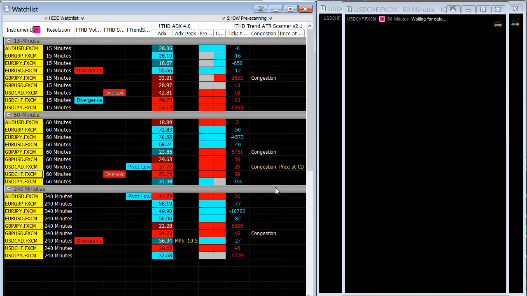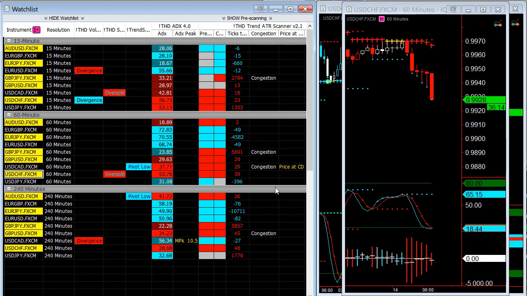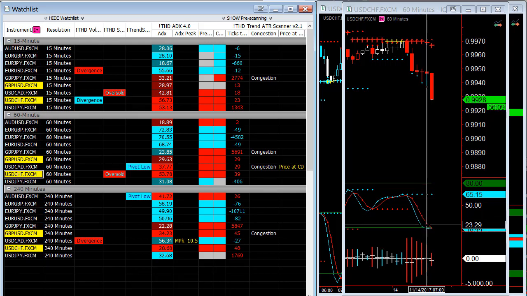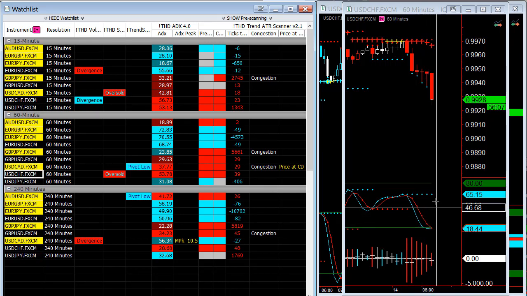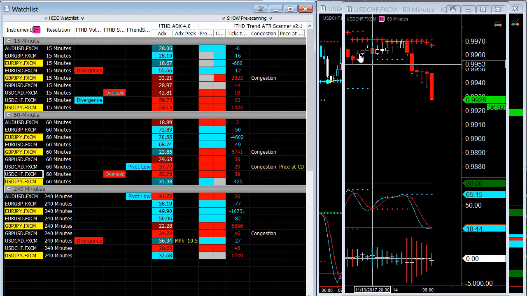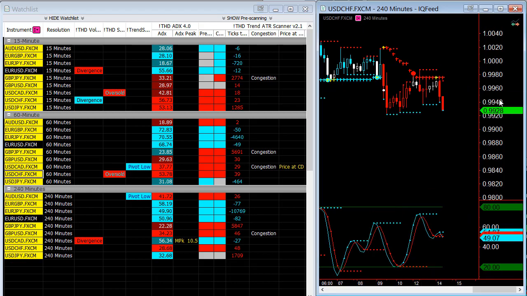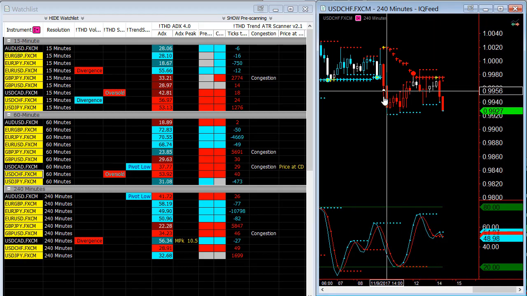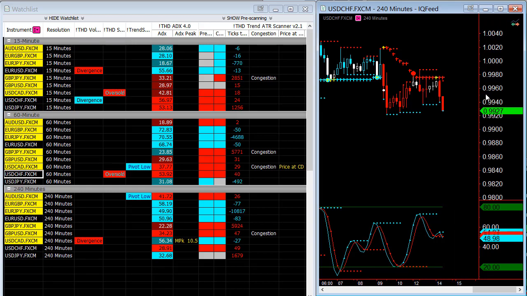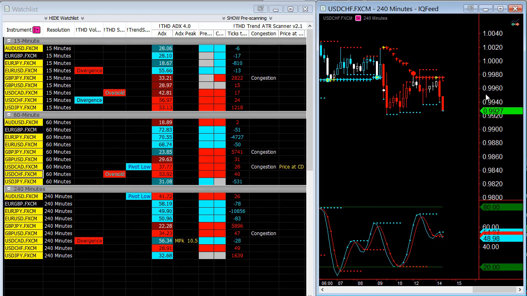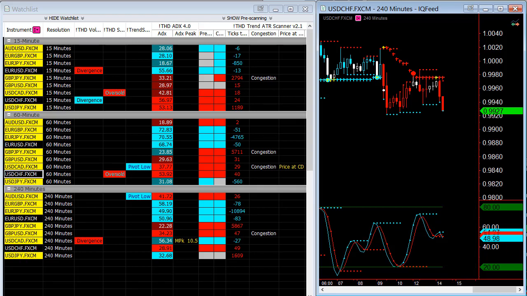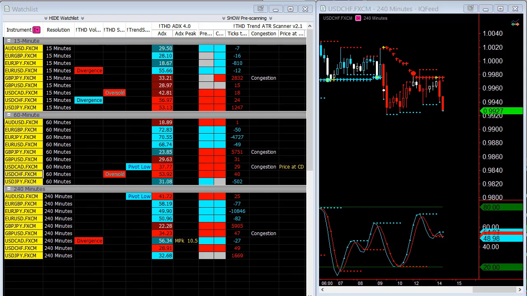Additionally, on the USD Swiss franc, you can see that it is moving down, but right now it's at the point of being overextended to the downside, and the volume is decreasing on the lows. If you go over to the 240-minute chart, you can see that this is in a downtrend, but again, because it's already overextended, the best option is to wait for a retracement before you enter the market.